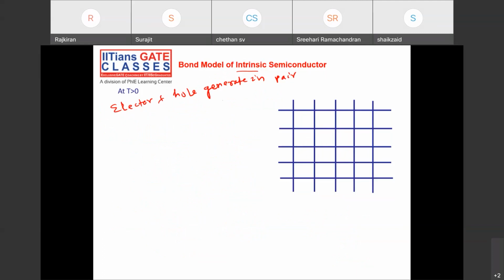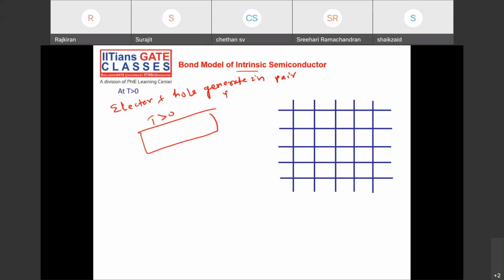Clear. So now in your mind, you might be thinking, suppose the electrons and holes are generated. Suppose I have a semiconductor at some temperature greater than 0. So these electrons and holes are generated, right? So if they are generated, then at any temperature the concentration will go on increasing. Is it right or not? Suppose they go on generating, then the concentration will go on increasing or not?